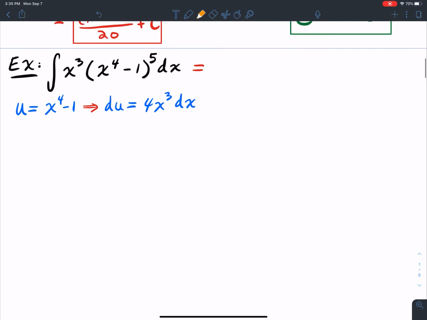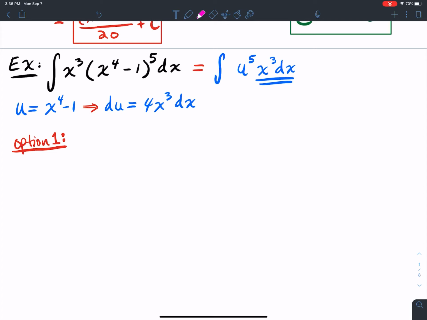So when I do that, I get integral, and I replace everywhere I see an x to the fourth minus 1, I put a u there, so it's u to the fifth. And then if I do that with that piece here, what do I have left? Well, I've got an x cubed and a dx. So I write the x cubed and the dx. I need to get rid of this with my differential, but I have a problem. So I have an x cubed dx here, but I have a 4x cubed dx here.